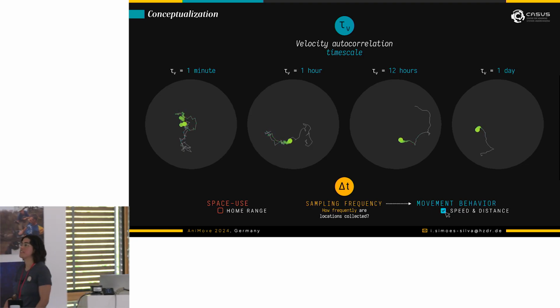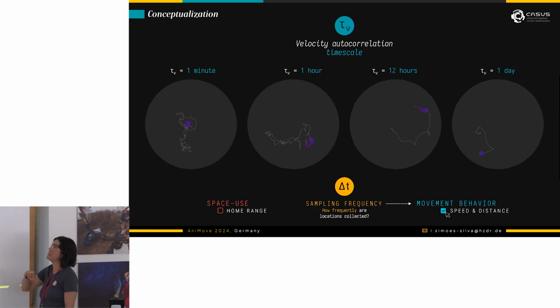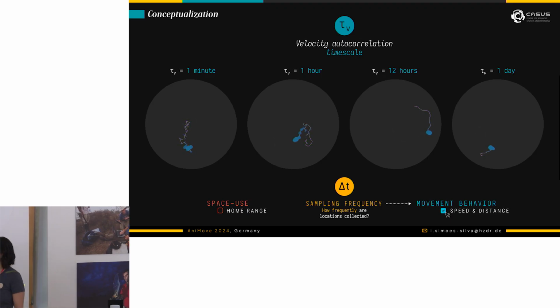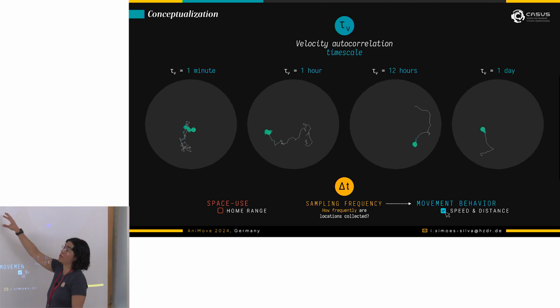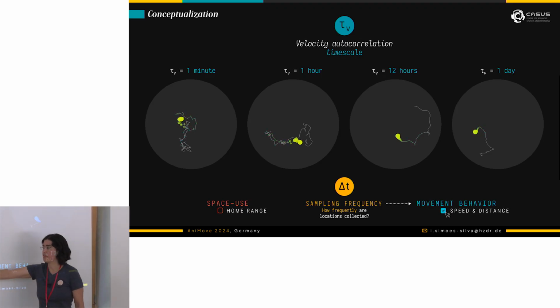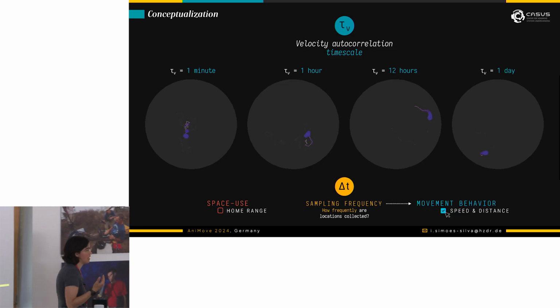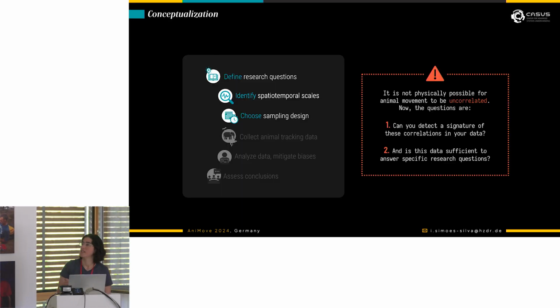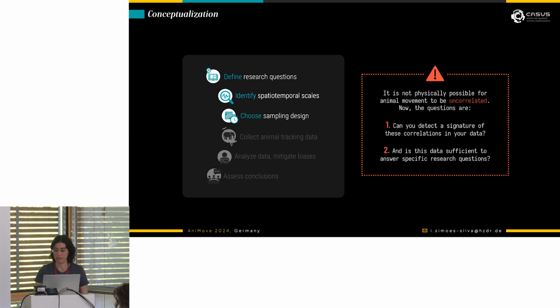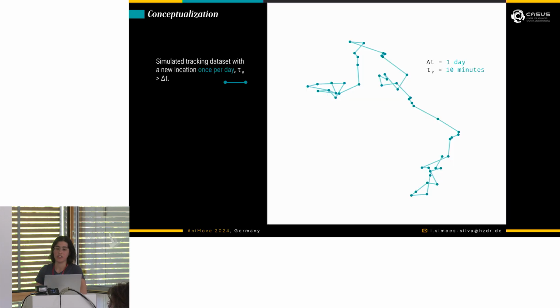And on the other side, for fine scale, specifically speed and distance, we're interested in this interplay between the sampling frequency and the velocity autocorrelation timescale. Once again, we want the sampling frequency to be high enough that we still have good information to estimate both speed and distance from the data set that we have. So for animal movement to be uncorrelated, the main questions are, can we detect a signature of these correlations? And is this data sufficient for any specific research questions we have?